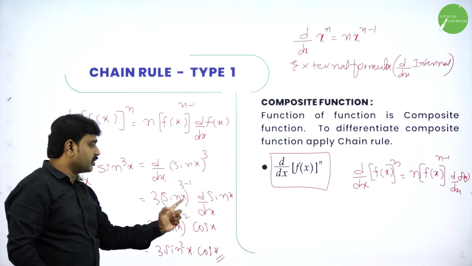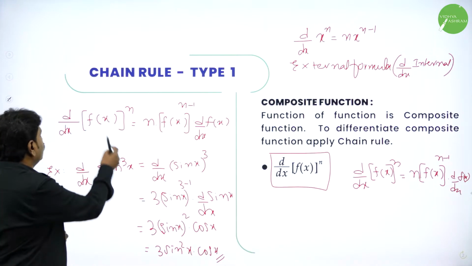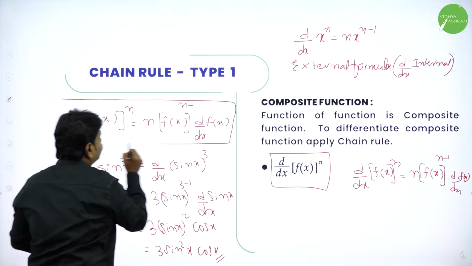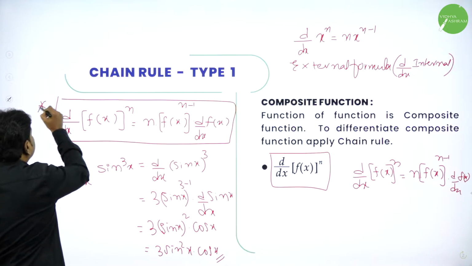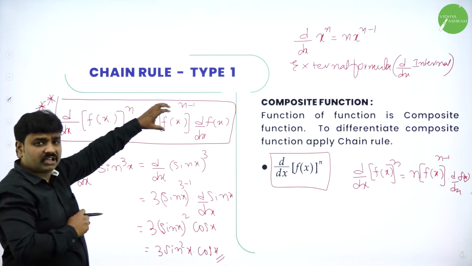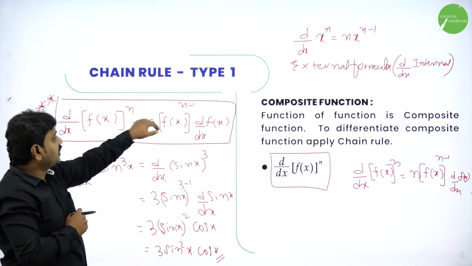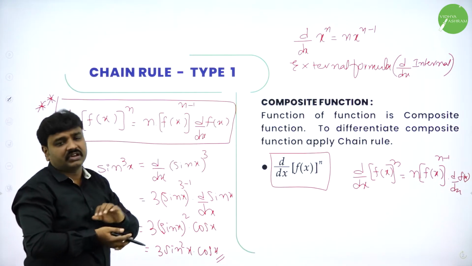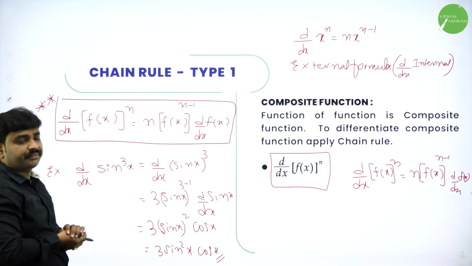n into f of x power n minus 1 into d by dx of f of x. So make a note of it and become thorough with this. This is the logic. f of x power n is in the form x power n, so n into x power n minus 1, n into f of x power n minus 1. Internally, if you have any function, you differentiate that function. This is one example.